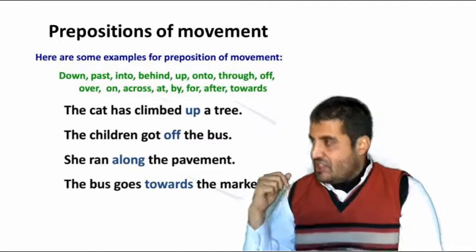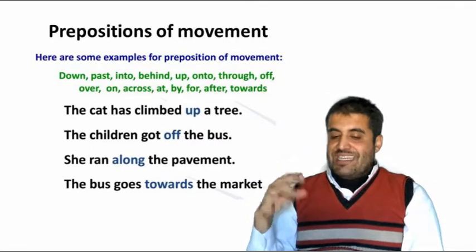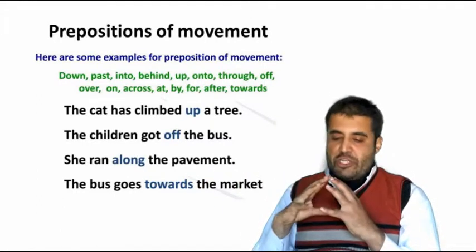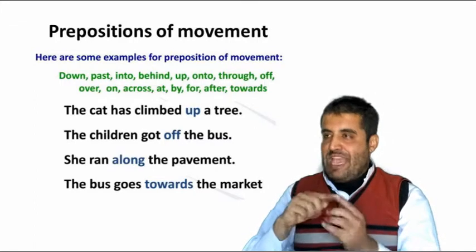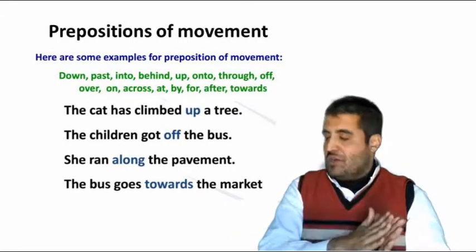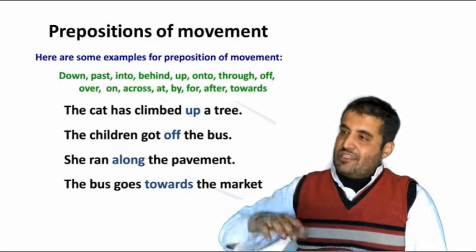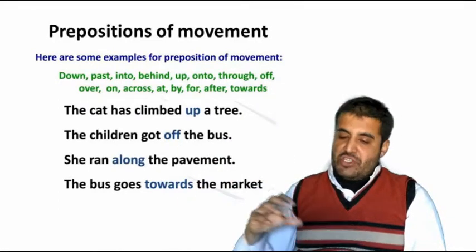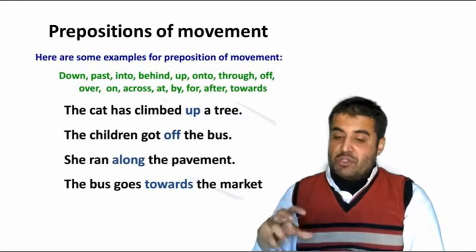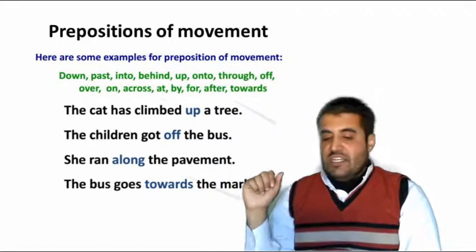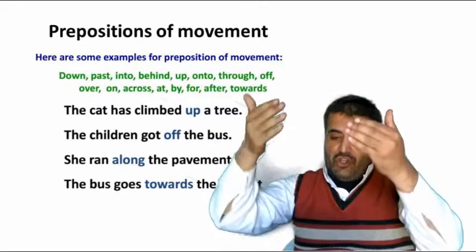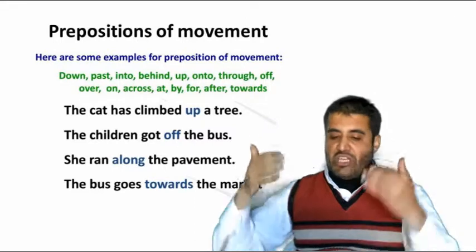Look at the examples in the sentences. The first example is: the cat has climbed up a tree. Here, this "up" shows us that the action of climbing happens in relation to the tree. It shows the movement of the cat climbing the tree. Now, the children got off the bus. Again, this "off" shows us the action of coming down from the bus.